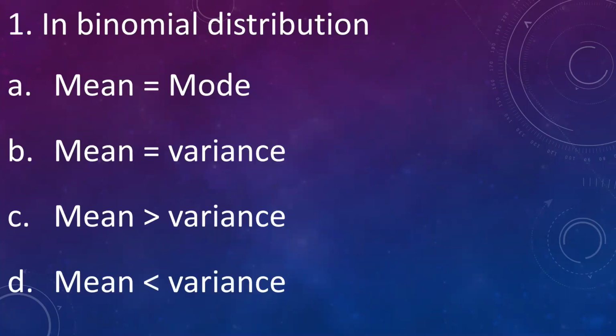In binomial distribution, A, mean is equal to mode, B, mean is equal to variance, C, mean is greater than variance, D, mean is less than variance. Answer is mean is greater than variance in binomial distribution.